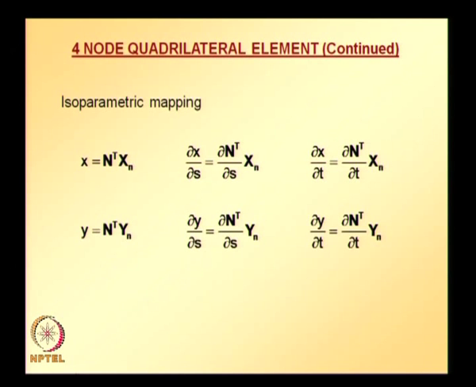Similarly, y is equal to N transpose yn, again N transpose is the vector of shape functions and yn is the vector of y coordinates of all the nodes, y1, y2, y3, y4. Once we have that relation, we can easily take derivatives of y with respect to s and t. Once we have the partial derivative of x with respect to s, of x with respect to t, of y with respect to s, and of y with respect to t, we can easily calculate the determinant of the Jacobian.